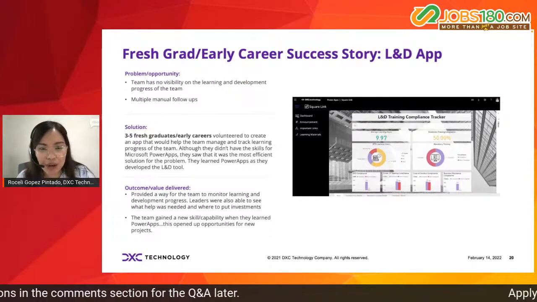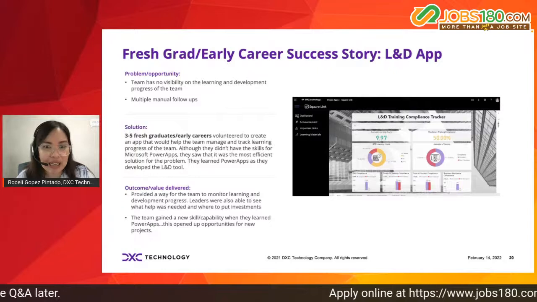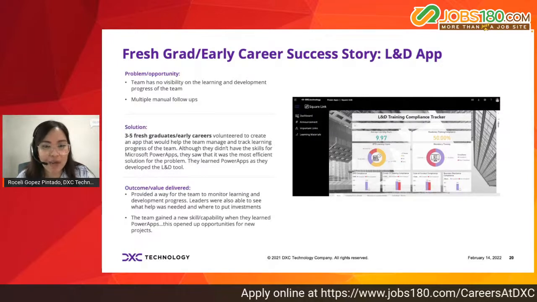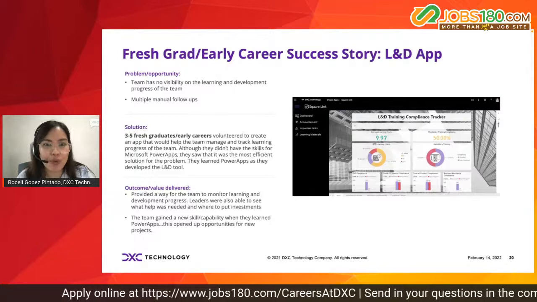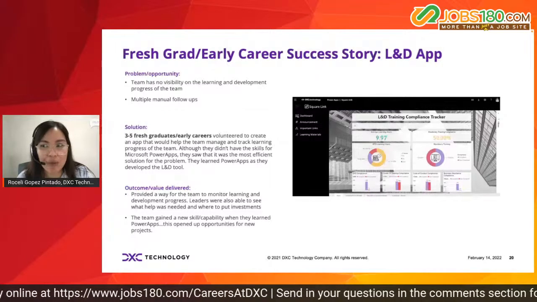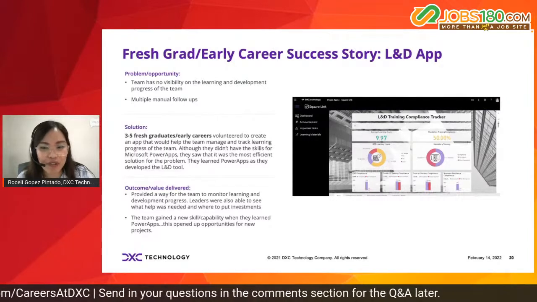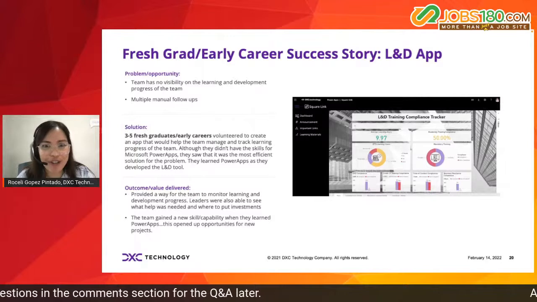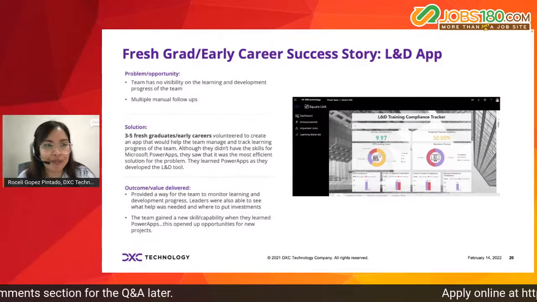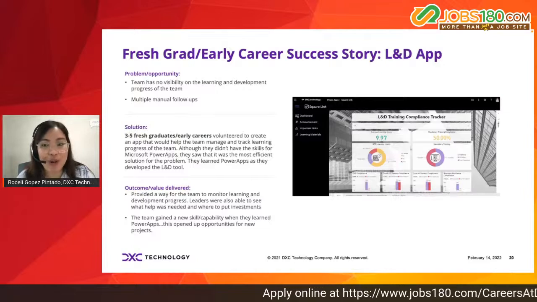As I mentioned earlier, for DXC, it's a very important, key investment for our team to go through trainings, learning and development, and certifications. So we actually invest in a lot of certifications. Our employees, regardless of level, are given those certification vouchers for free.